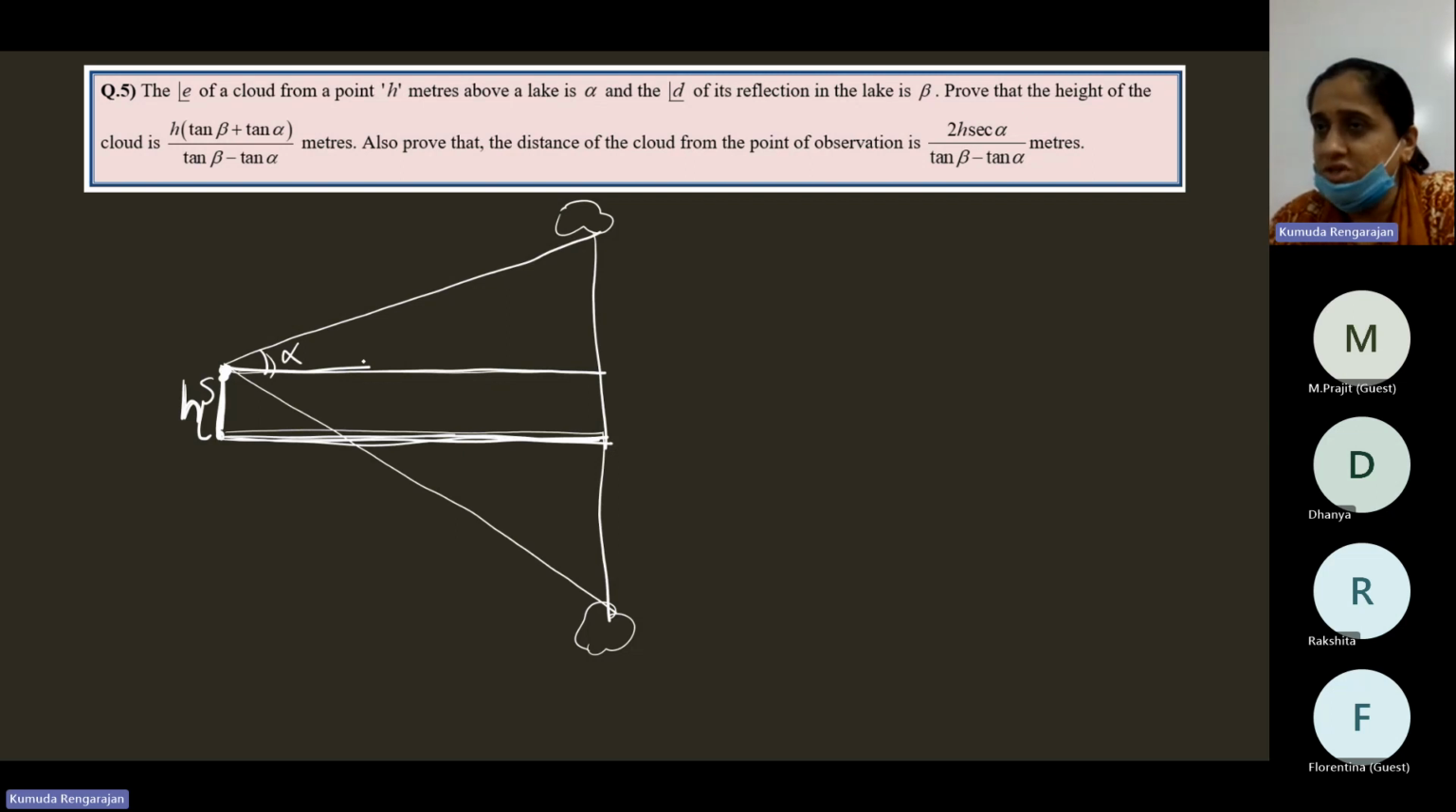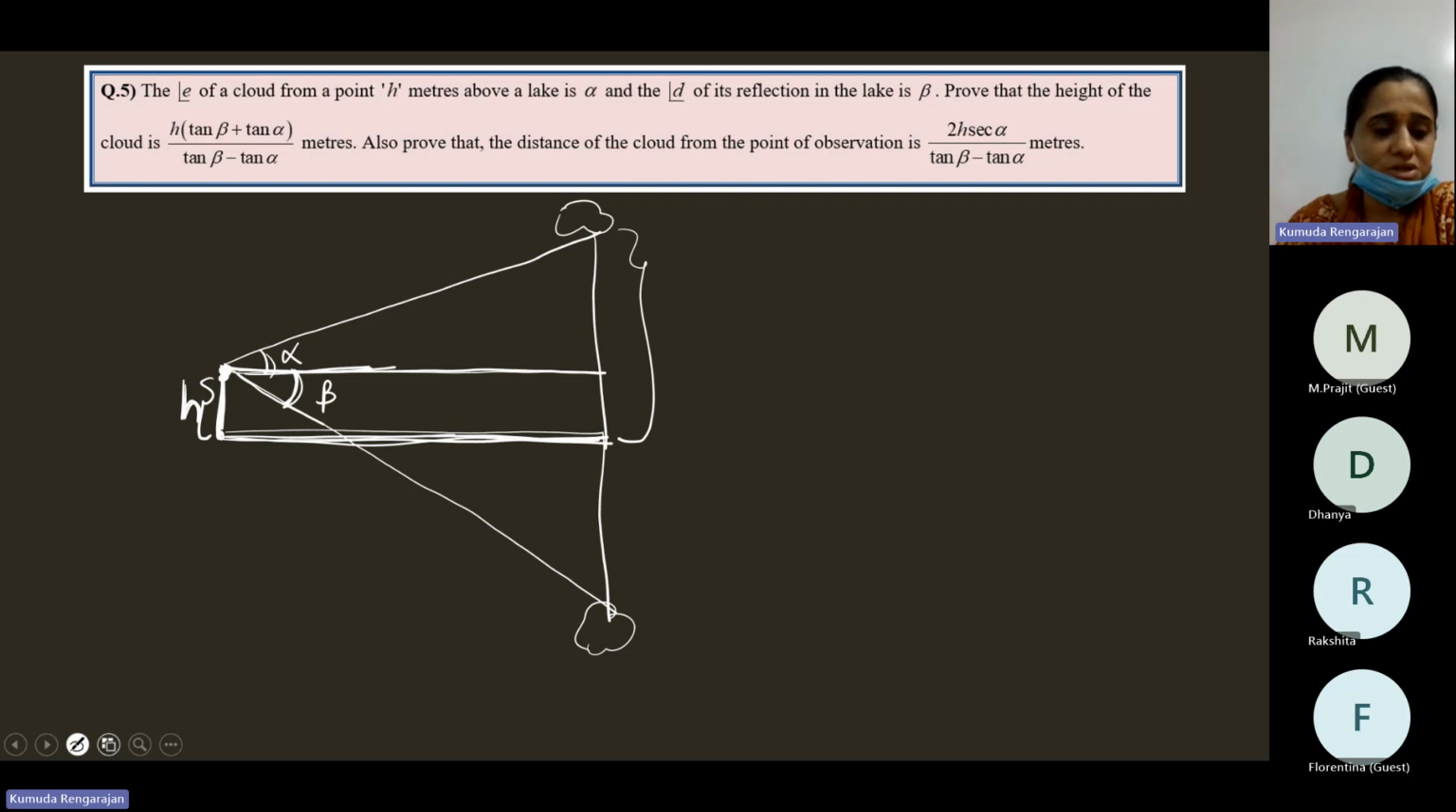When the observer does not change the position, the same will be the horizontal for the angle of elevation and the angle of depression. So from the same point, he's looking down at the reflection of the cloud. So this is the line of sight, and this is the horizontal. The angle between the horizontal and the line of sight is the angle of depression, which is beta. Correct? Okay. Prove that the height of the cloud, meaning above the surface of the water, this height, is given by this expression here.